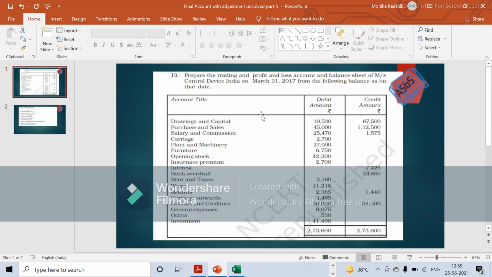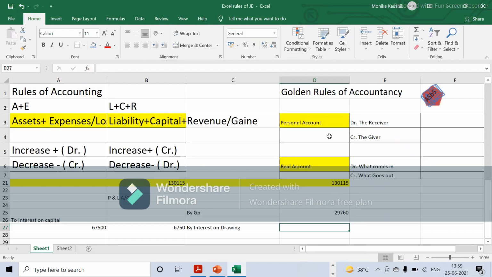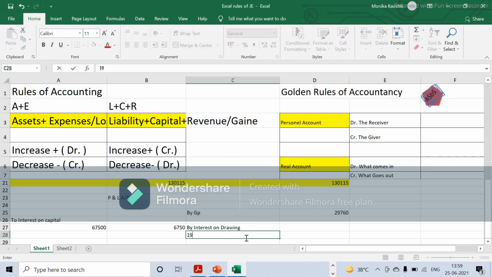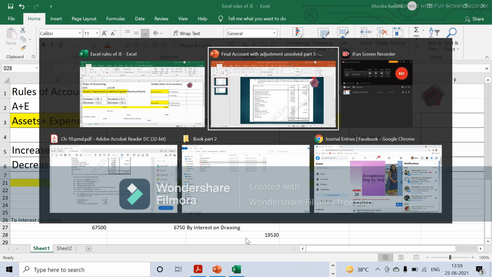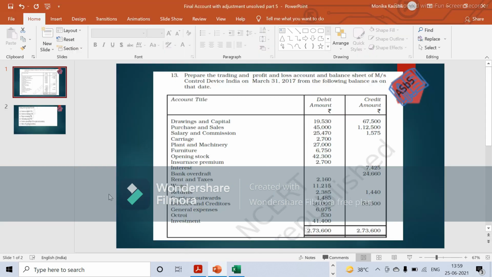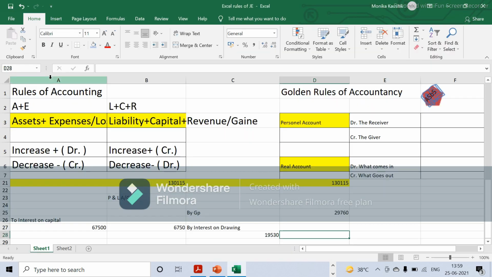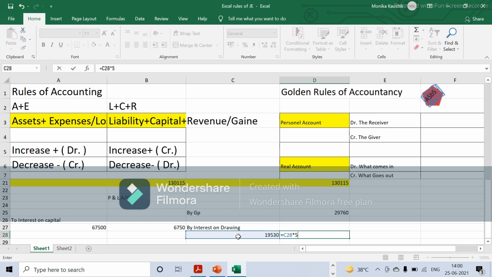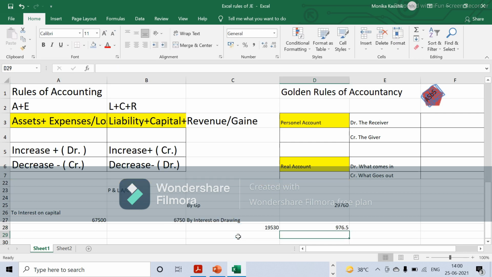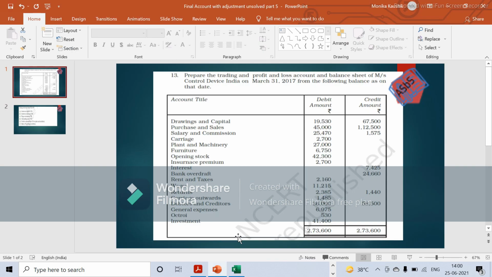So let's find out where is the drawing. Drawing is 19530. Now I am going to charge 5% on it. 19530. Interest on drawing is 5%. Equal to this amount multiplied by 5%. So this is interest on drawings, right?